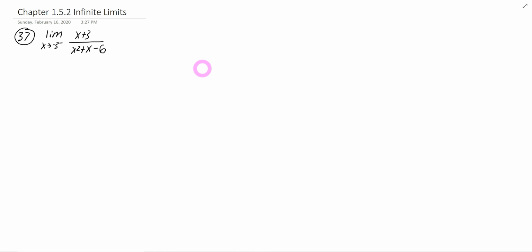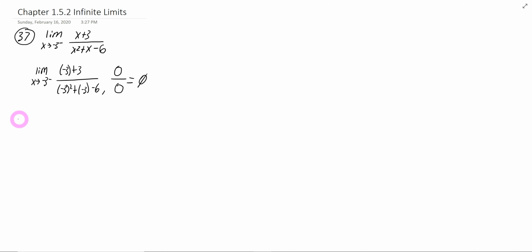So once again, we're going to initially start by plugging in our limit value. So we're going to get the limit as x goes to -3 from the left of -3 plus 3 all over -3 squared plus -3 and then minus 6. Once we work our way through this problem and do all this simplification, we're going to get 0 over 0. And that's unfortunate because division by 0 produces a result that's undefined. So obviously we're going to have to try a new method for figuring this one out.